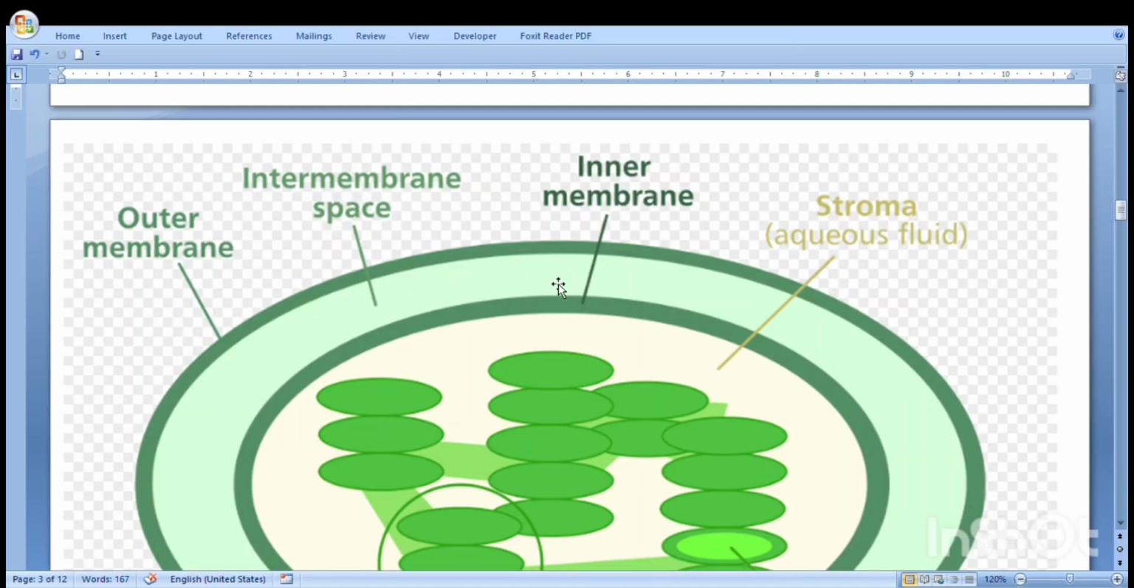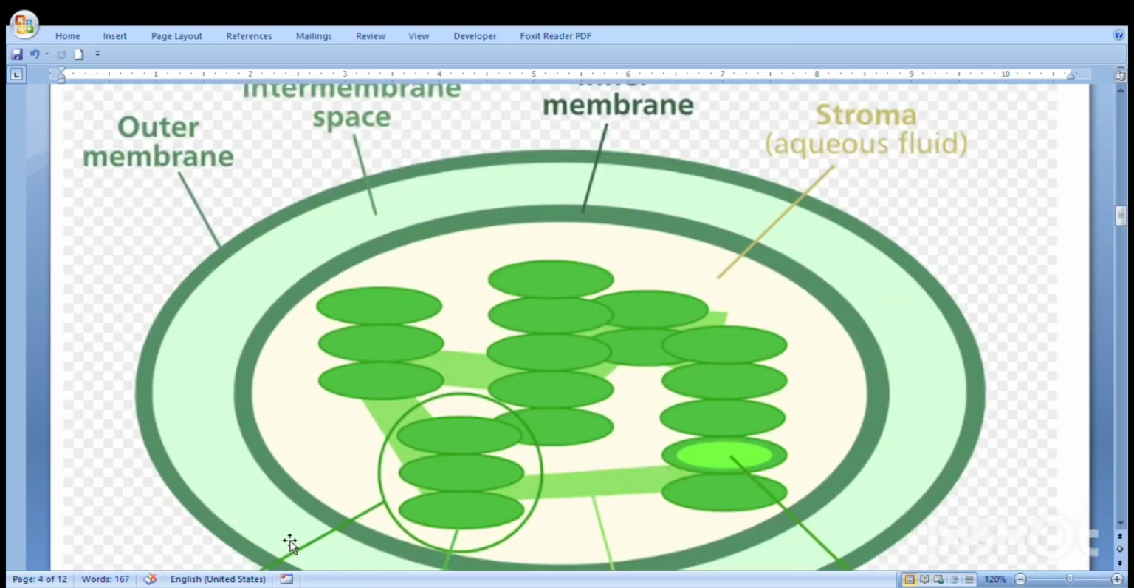Next come to another one, that is the inner membrane. The inner membrane is the membrane present inside the intermembrane space. Got it? So it lies just inside the outer membrane. This is the outer membrane, and this lies inside the outer membrane. The function of this inner membrane is that it regulates the transport.